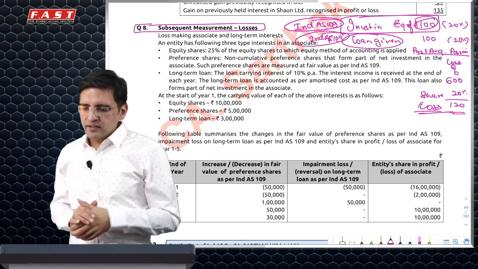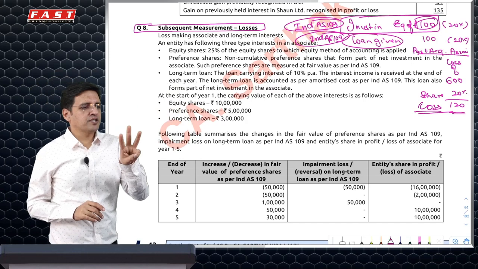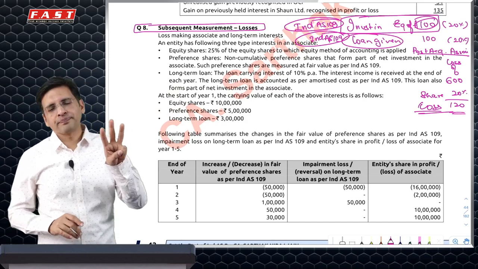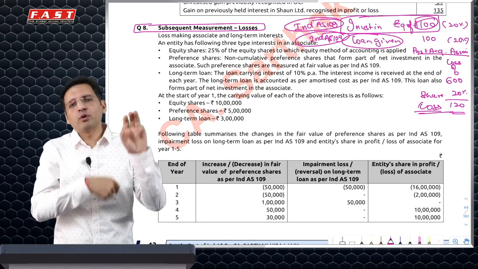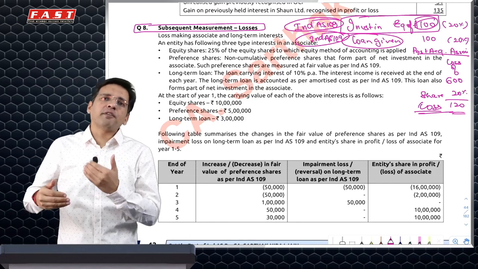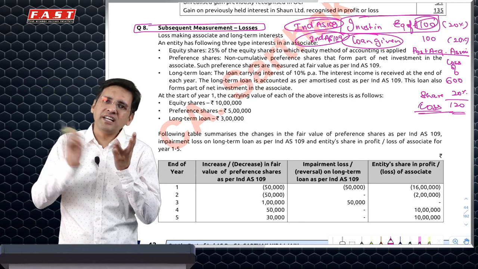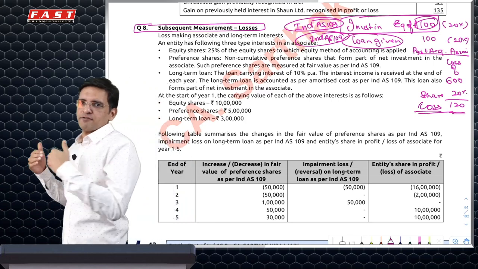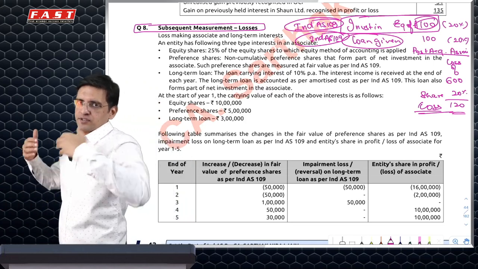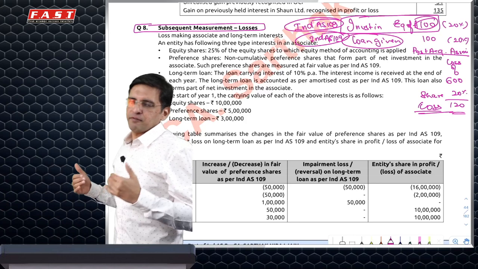So if there were three things here, equity shares, preference shares, and let's say loan, I would first write off loss from equity share, then from preference share, then from loan. Then if it makes a profit, so if it makes money, first whom will I repay? The one who's standing in front of the line. So first I will increase the loan, then preference shares, and then equity.